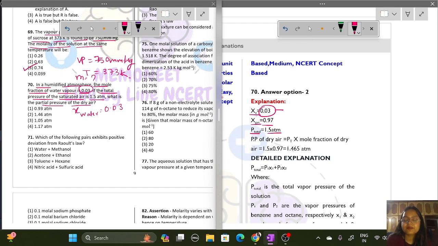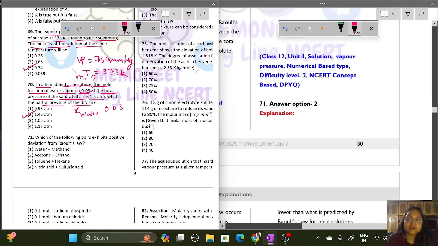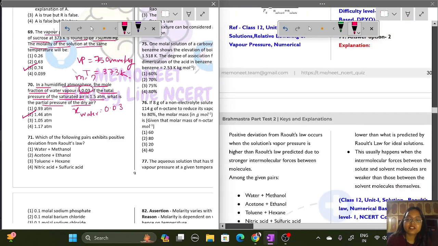So P total is 1.5 atm, which is also given. So partial pressure of dry air equals total pressure into mole fraction of dry air, which is 1.465 atm. Which means option number 2 will be the correct option. Next is question number 71.